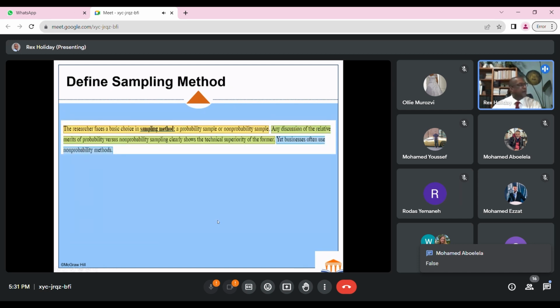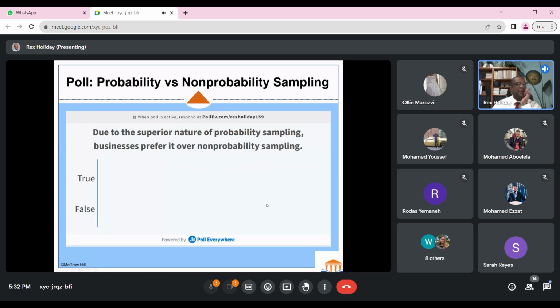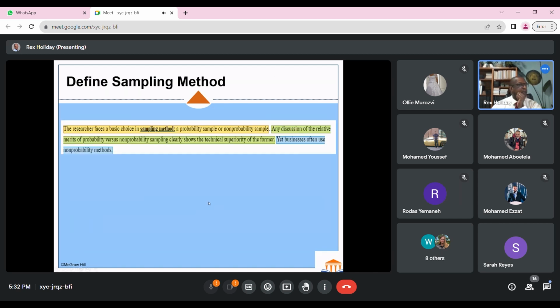Okay, so the researcher faces a basic choice in sampling method, a probability sample or non-probability sample. Any discussion of the relative merits of probability versus non-probability sampling clearly shows the technical superiority of the former. Yet businesses often use non-probability methods. So given that, yes, exactly, it's false. That is a false statement, because there is a superiority of probability over non-probability, but businesses often use non-probability methods. So the preference is not for probability sampling.